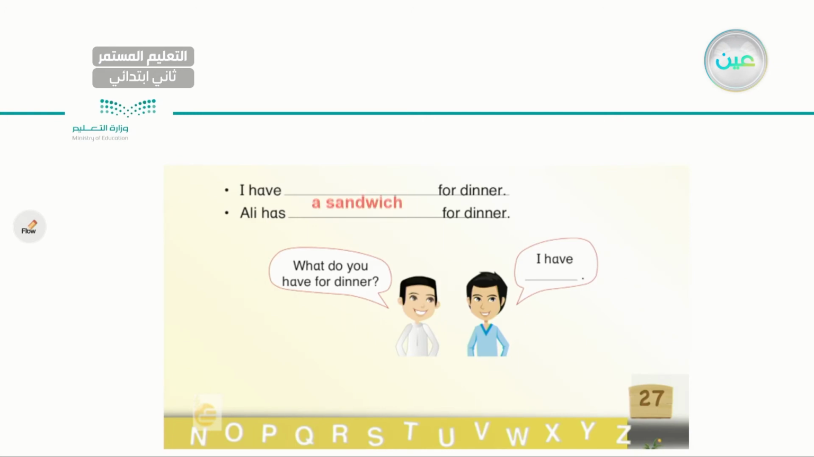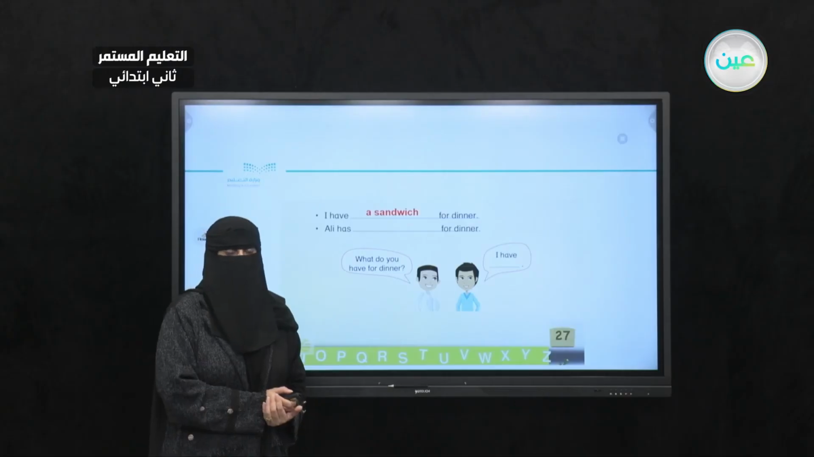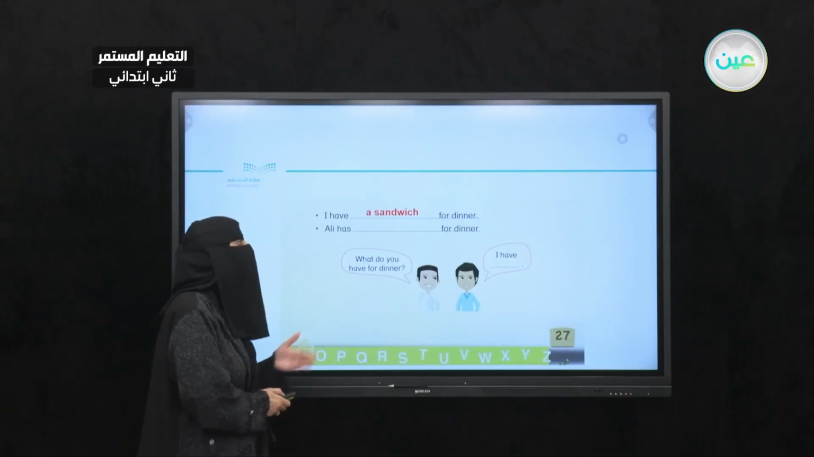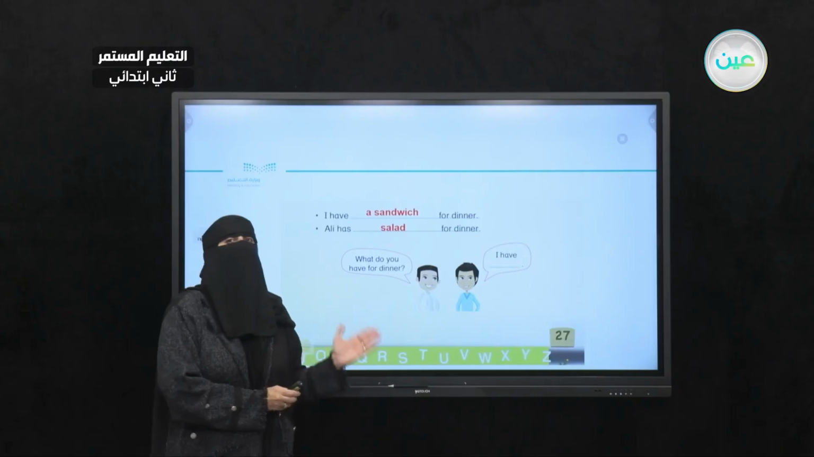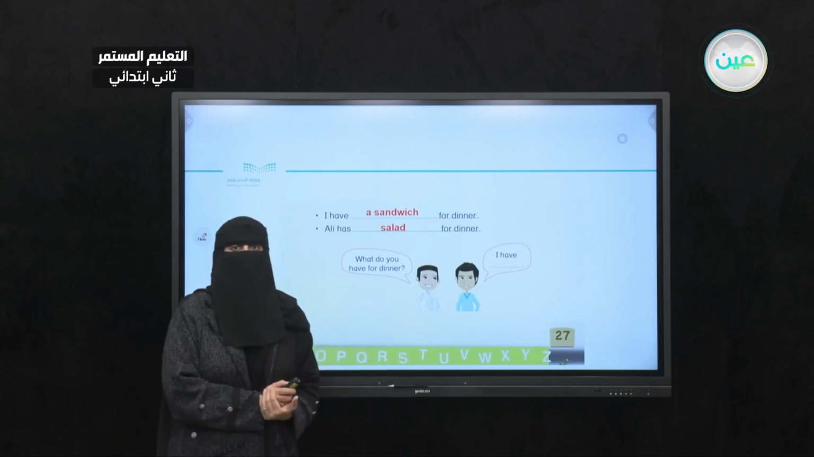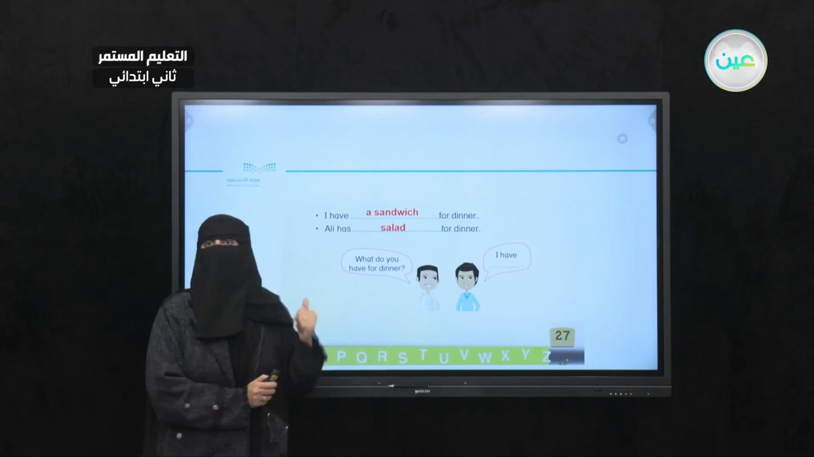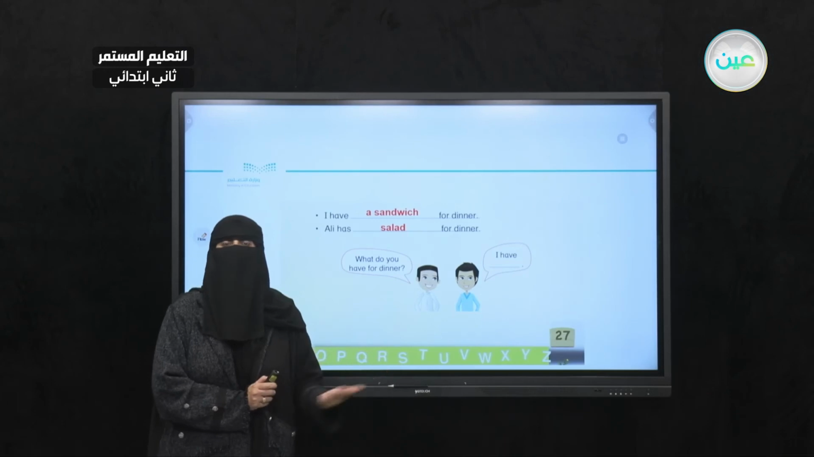Okay, for dinner, I have a sandwich for dinner. What about Ali, for example? Ali went for a much healthier option. He went for salad. Ali has salad for dinner. You can write, I have fruit for dinner, or I have egg sandwich for dinner, or any answer.